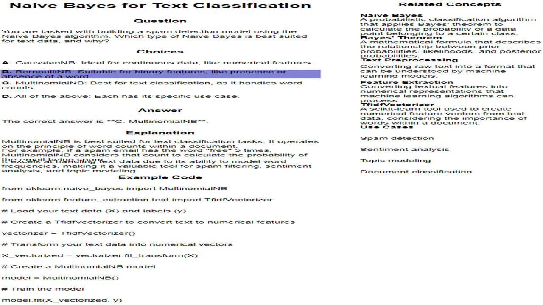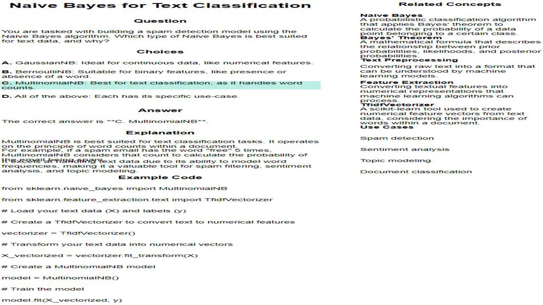True. Multinomial NB is the preferred choice for text classification. It excels at handling word frequencies, making it effective for spam filtering, sentiment analysis, and topic modeling. Multinomial NB: best for text classification, as it handles word counts.